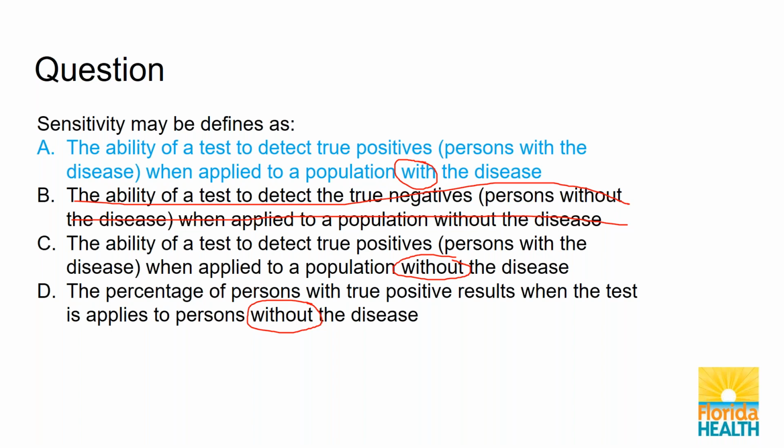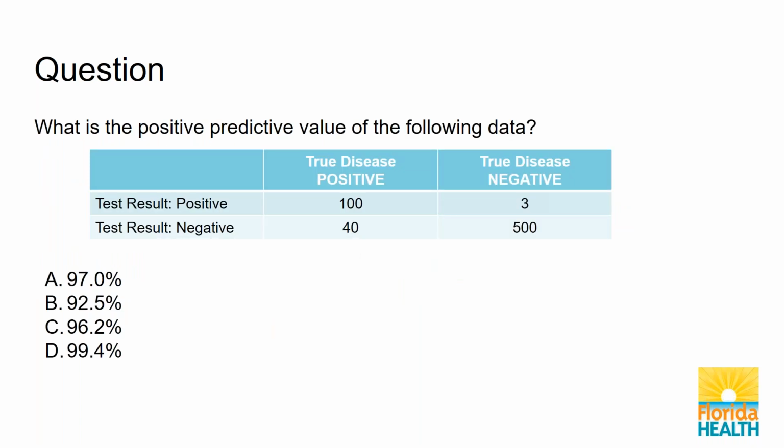If you know your definitions and how sensitivity is utilized in laboratory testing, sensitivity and specificity, that will help guide you to the correct answer, specifically since C and D are saying without the disease, which should be a key letting you know those are not the correct answers.